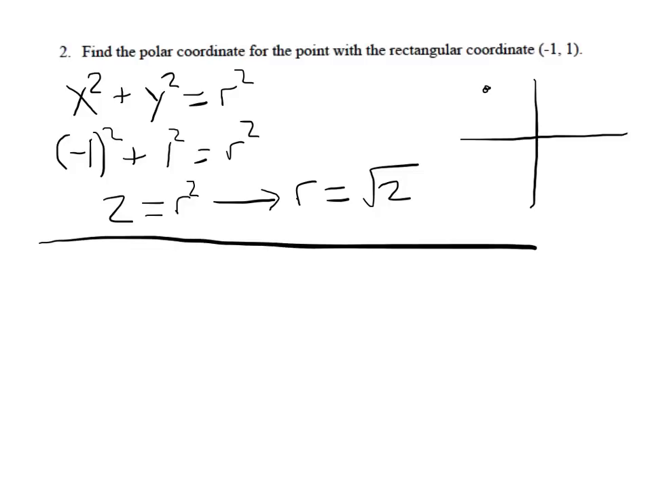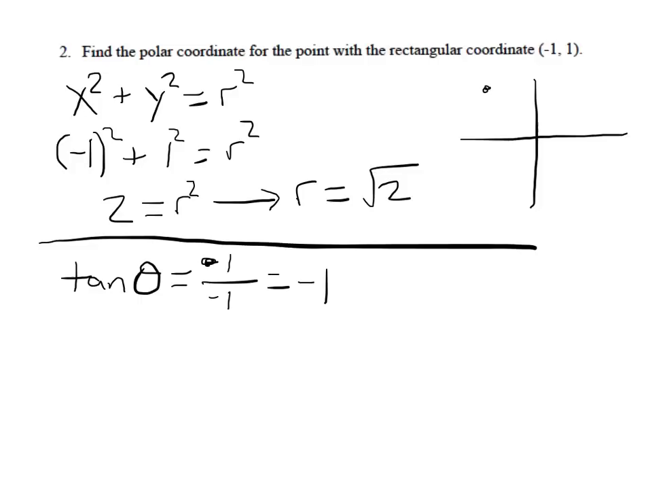Second thing is to find the angle, and they tell us for that we look at tangent of theta. Tangent of theta would equal y over x. Our y value is negative 1. I'm sorry, that's a positive 1. Over an x value of negative 1. So really we want to know where tangent of theta equals negative 1.